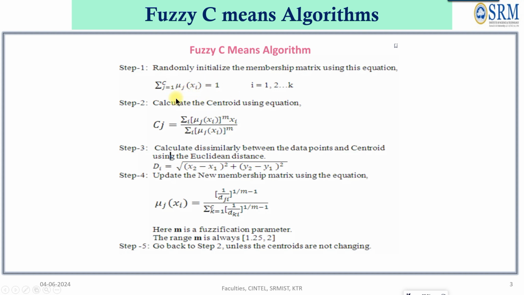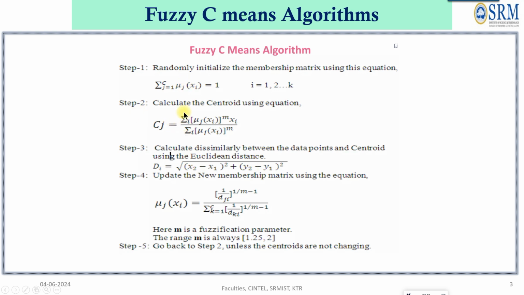If you have multiple clusters, for each cluster to which you assign a particular data point, we are supposed to give some membership value. If you add all of them together, the total should be 1. That is your first step. We will discuss this with one numerical example so that you will get a clear understanding.